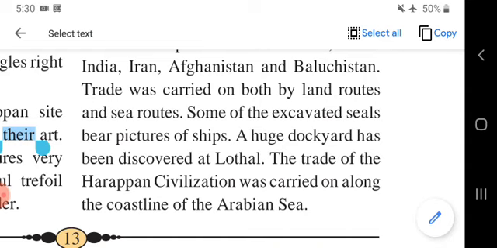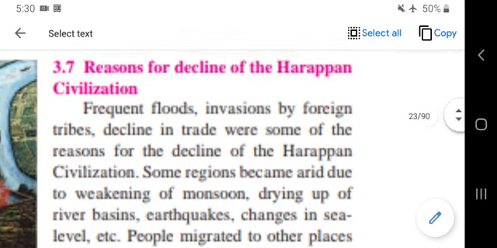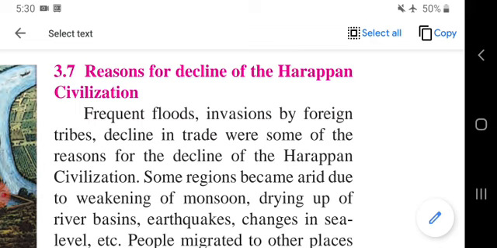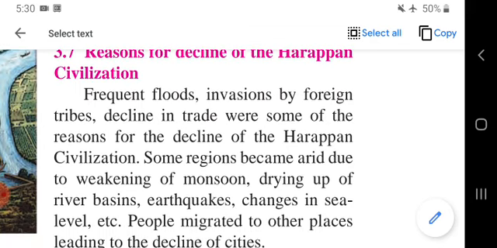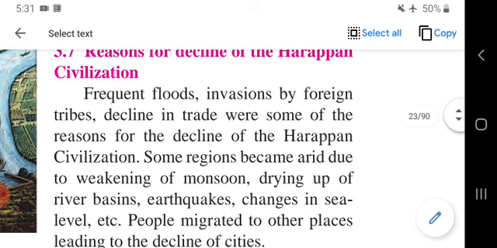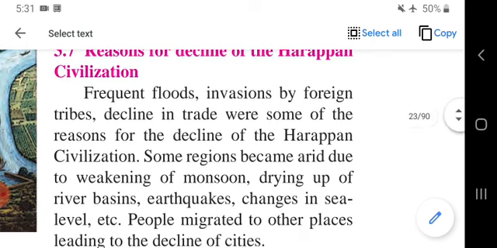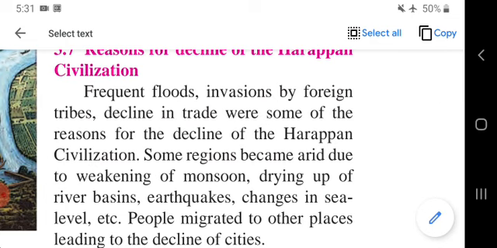Next, the reasons for decline. Why was the Harappan civilization declining? Due to frequent floods, changes in sea level, earthquakes, and invasion by foreign tribes. Decline in trade led to migration, which means people moving from one place to another, and desertion of the towns as well as decline of the Harappan civilization. I have read a short summary again for you. Now we'll go for the worksheet of the textbook.